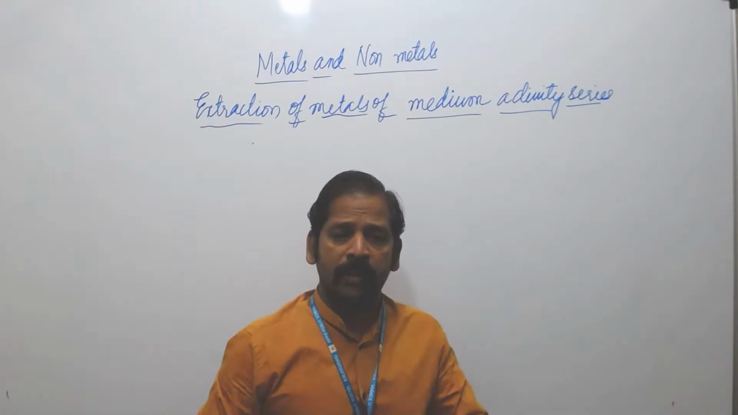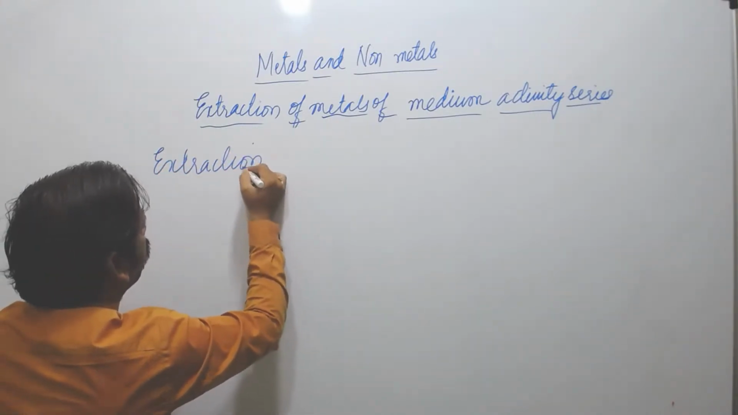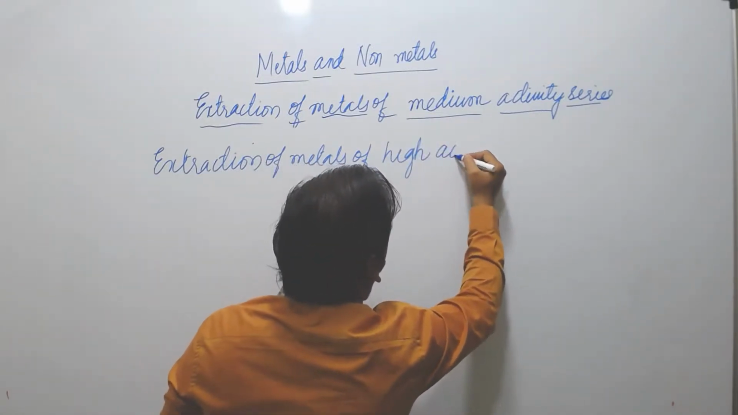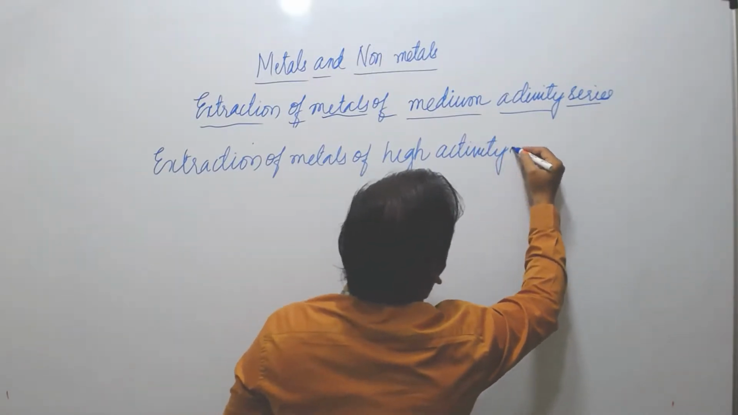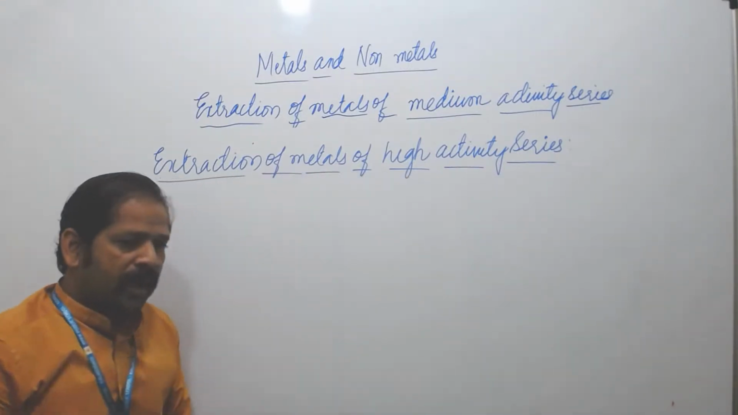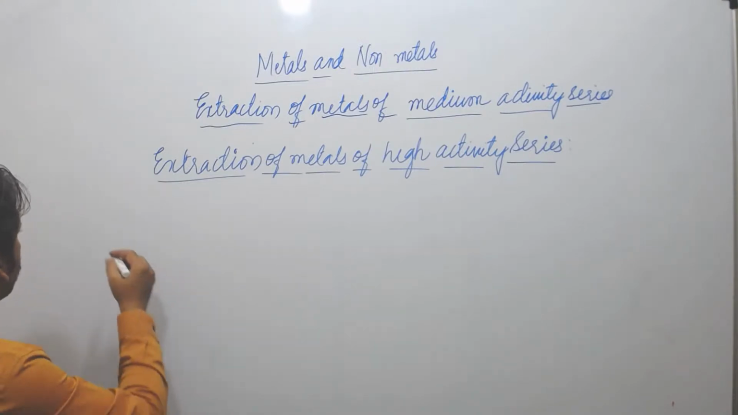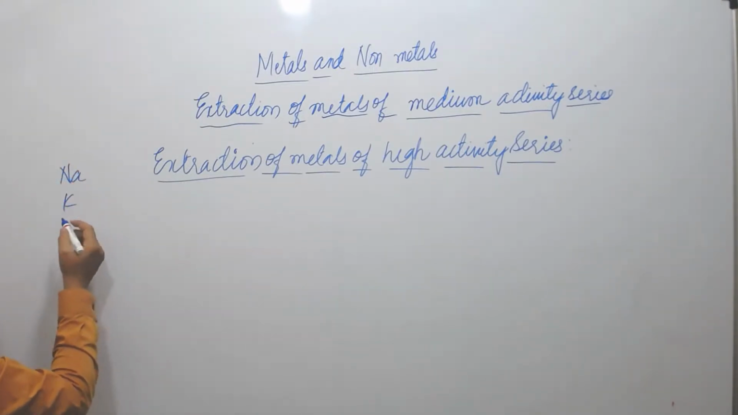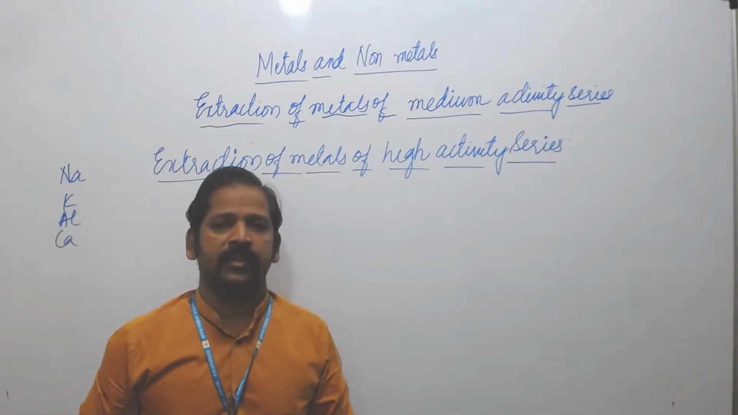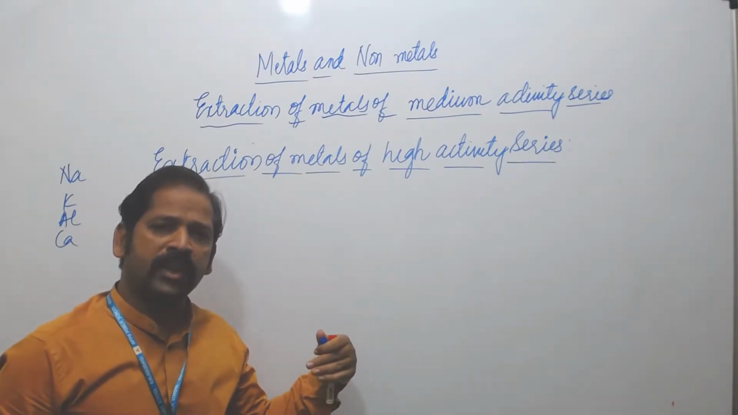Yes, next is about the highly reactive elements like sodium, potassium, aluminium, or calcium. Extraction of metals of high activity series. And here the process is electrolytic reduction. When you pass the current, metal will move towards the cathode and non-metal will move towards the anode.